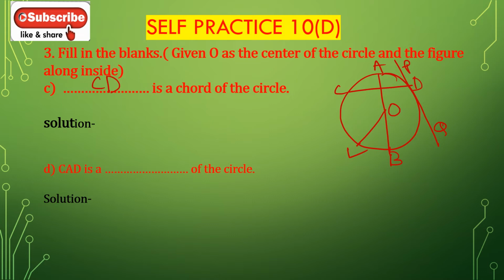D bit. CAD is a dash of the circle. CAD is the arc of the circle. This is arc.